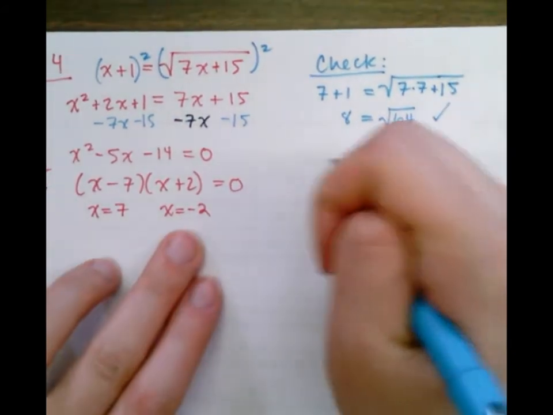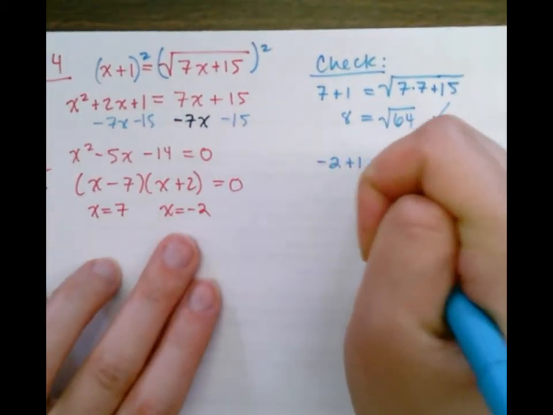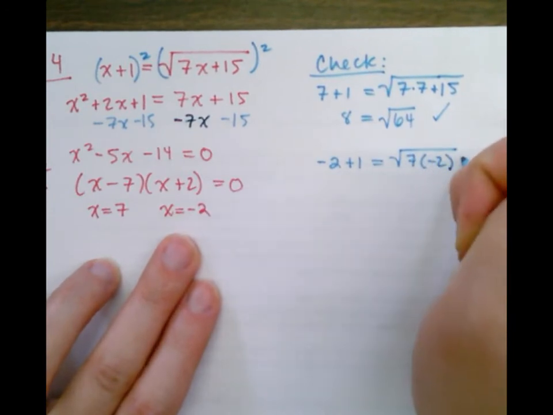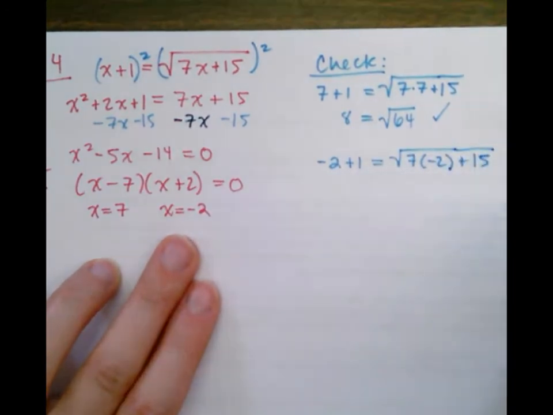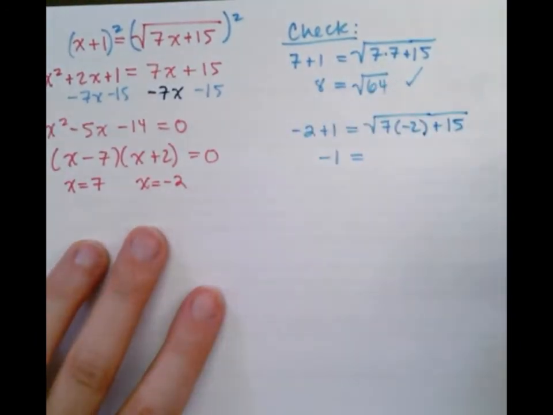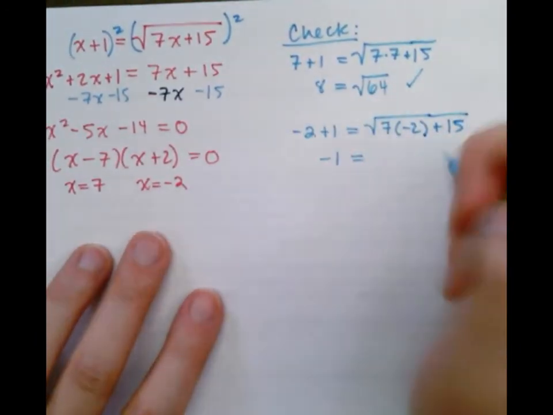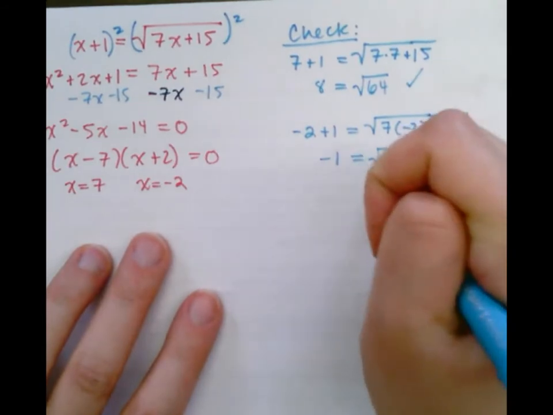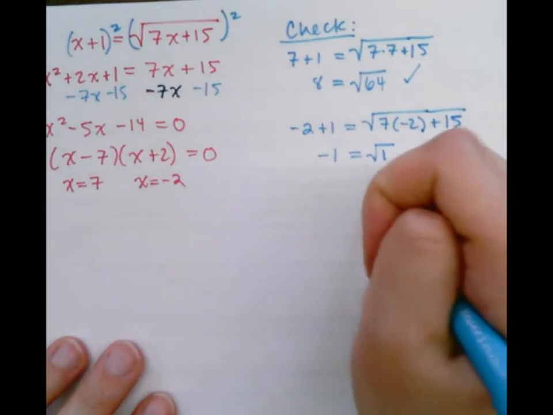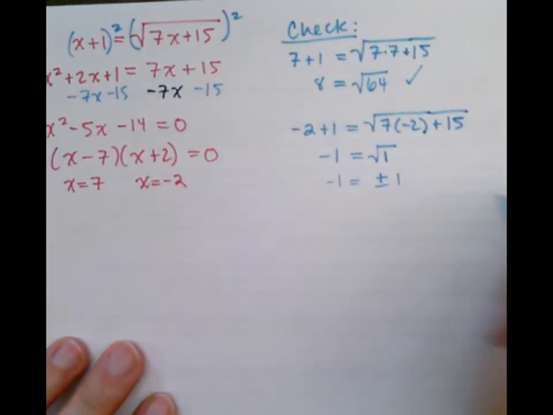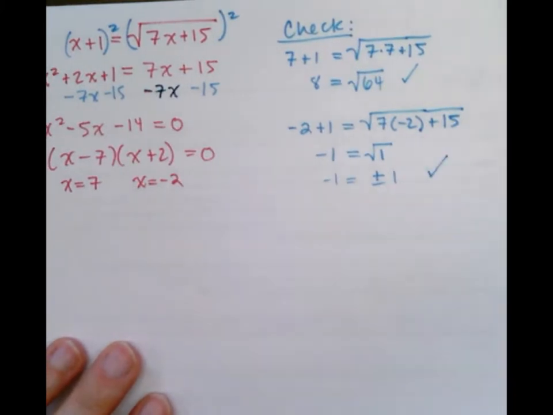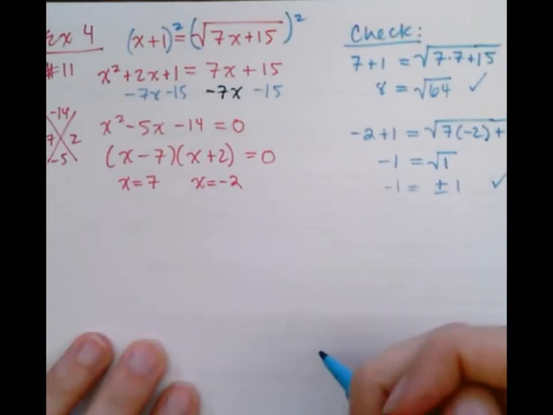Doing the other one, I have negative 2 + 1 is equal to the square root of 7 times negative 2 + 15. So on the left-hand side, I have negative 1. On the right-hand side, I have negative 14 plus 15, which is 1. So I get negative 1 is equal to the square root of 1. Well, I know the square root of 1 is plus or minus 1, right? So this does check out because one of the two square roots of 1 is negative 1. So both of these solutions work.